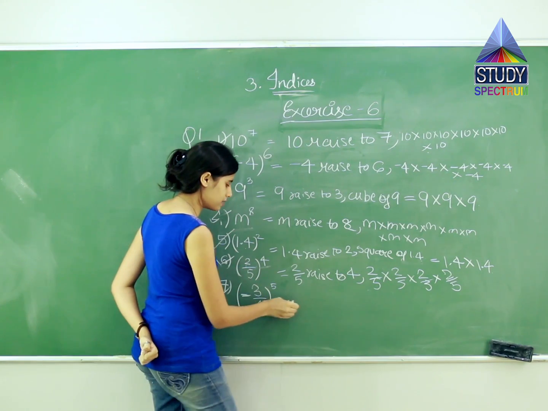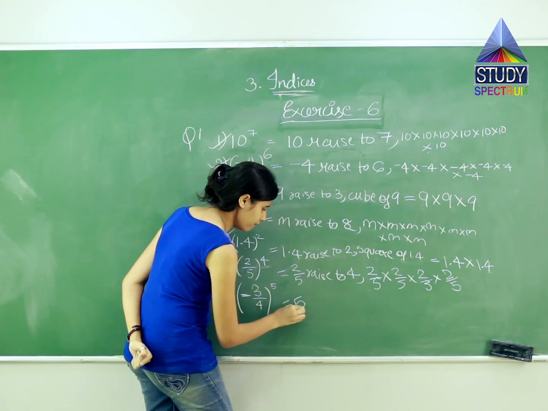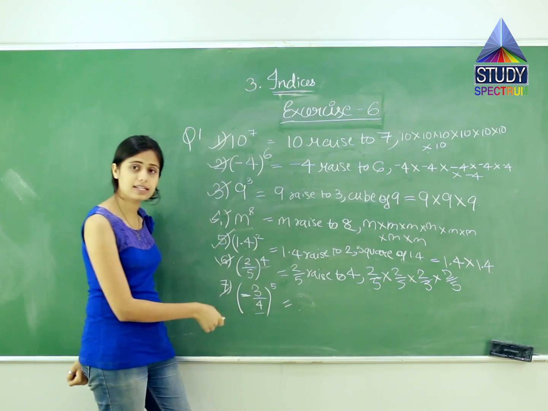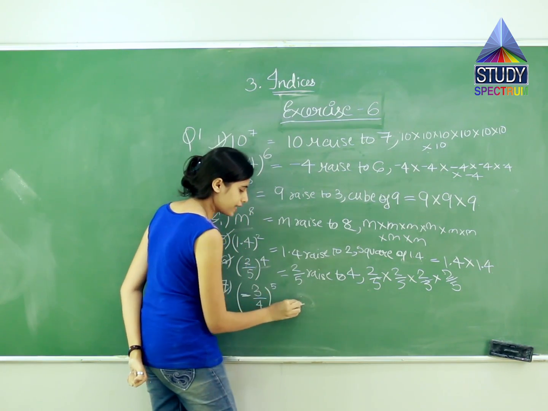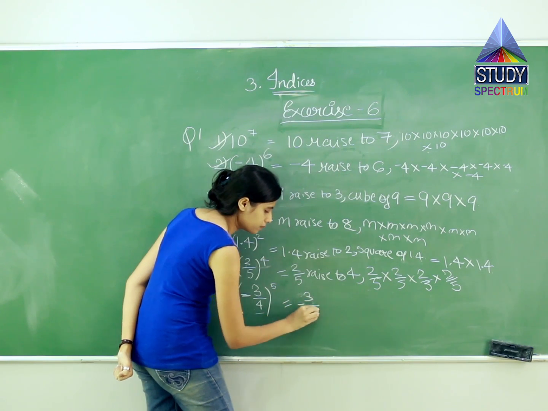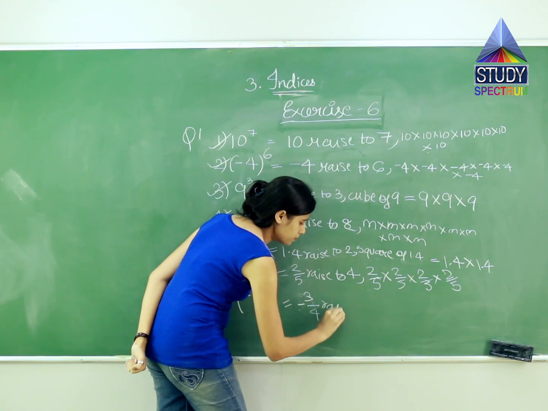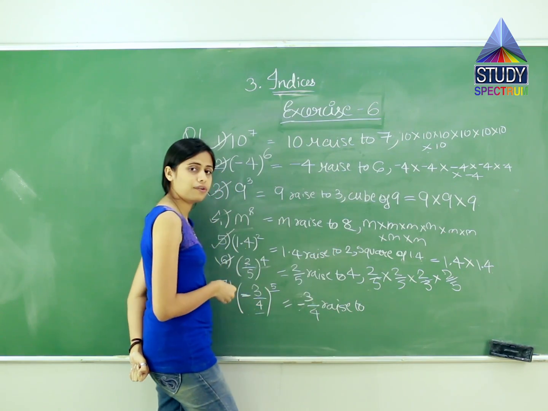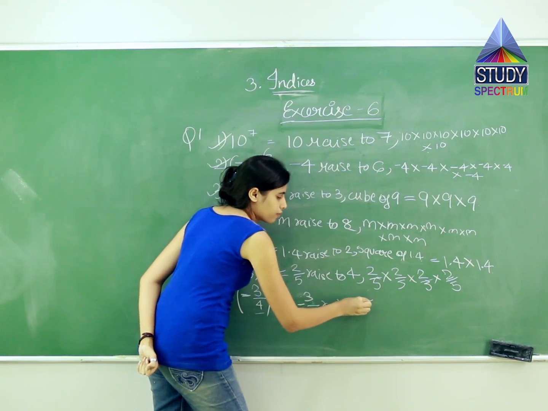So what I will write is, sorry, over here what is the fraction? It is negative 3 by 4. So negative 3 by 4 raised to, in the index form what we have? 5. So raised to 5.